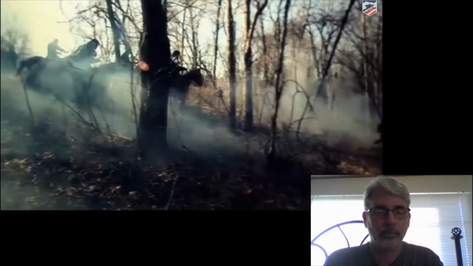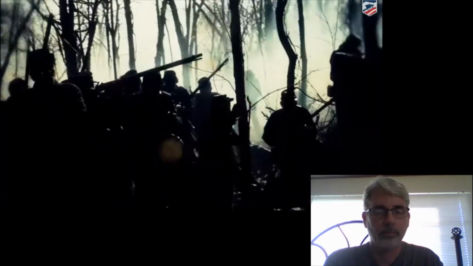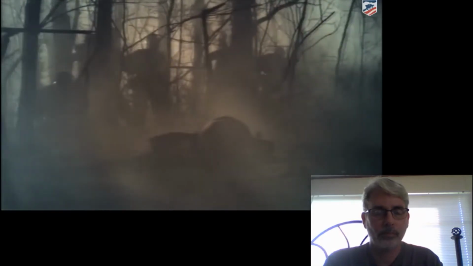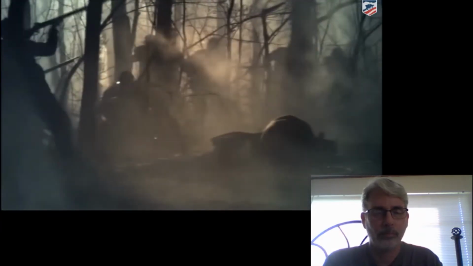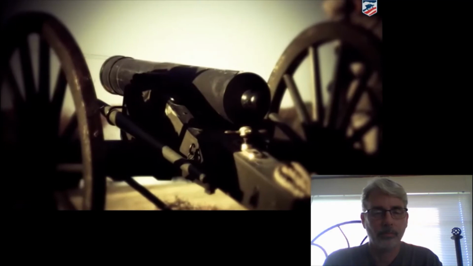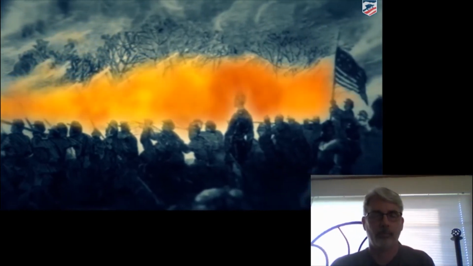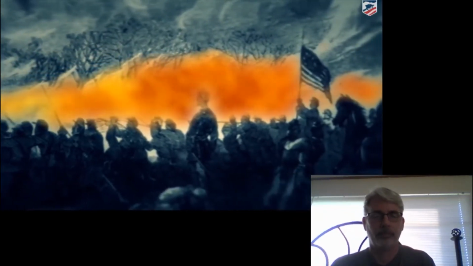In Grant's center, the division of W.H.L. Wallace and the remnants of Prentice's ranks form a half-mile front in a thick overgrowth along an old wagon cut. 6,200 men and 25 cannon make the names of the places there, the Sunken Road and the Hornet's Nest, synonymous with bloodshed.